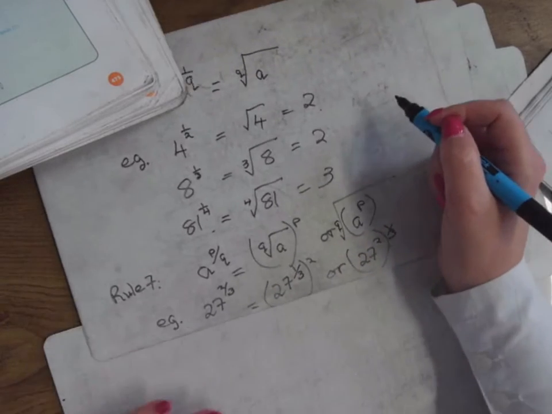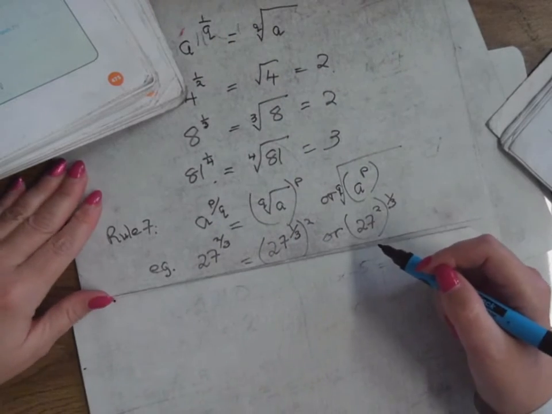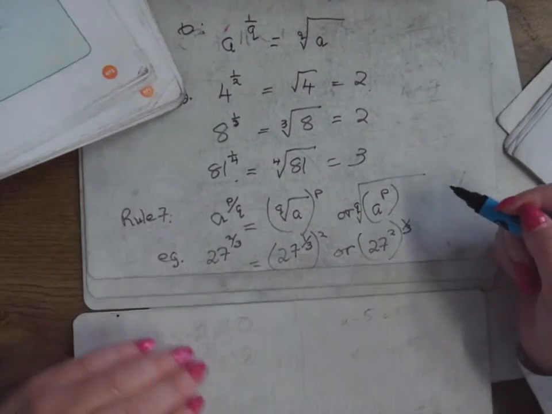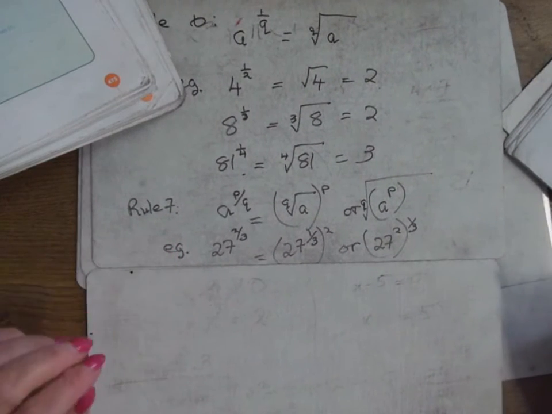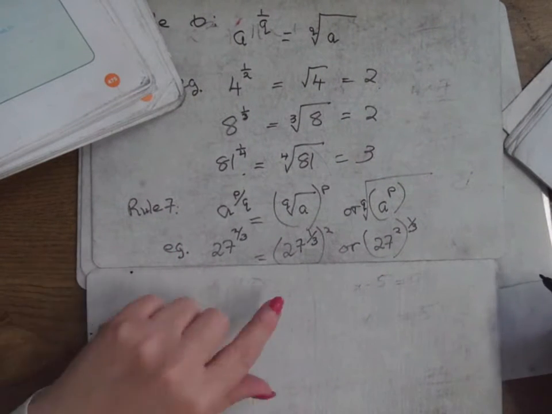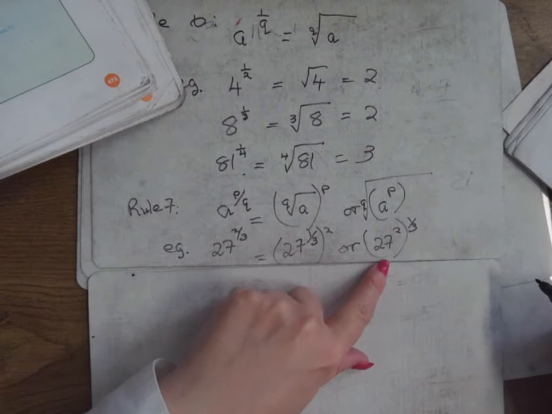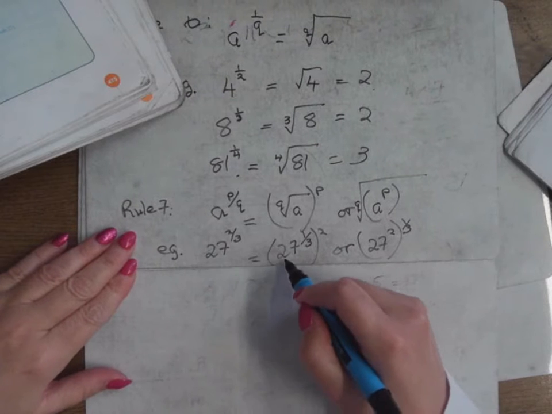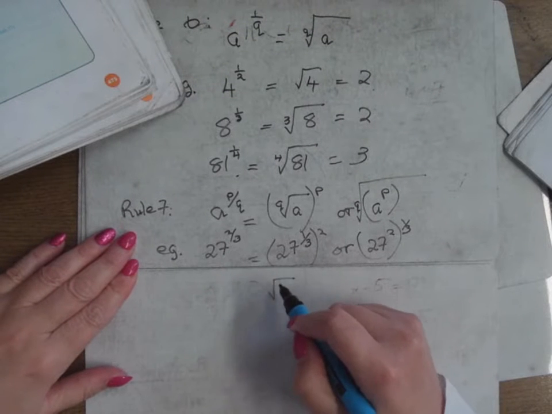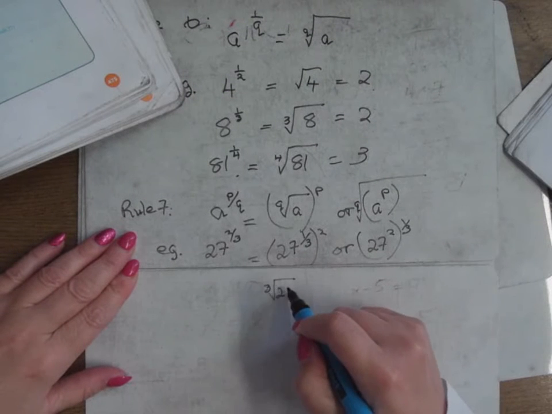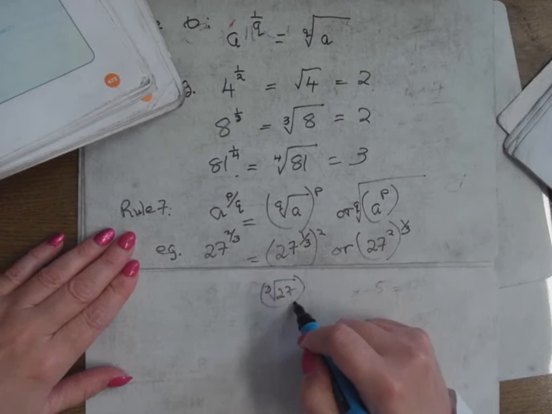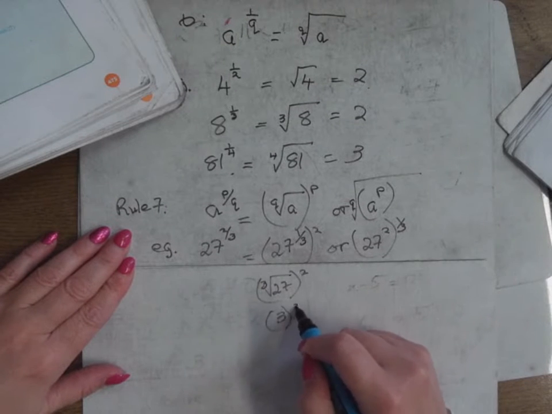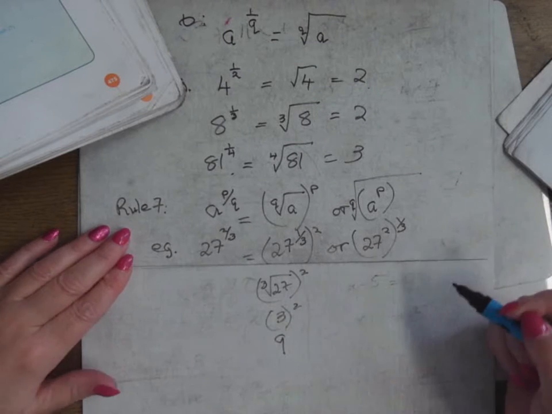Because I'm here with no calculator in front of me, which one is easier? The first one or the second one? I'd say the first one, because I don't want to be squaring 27. I don't know what 27 squared is. So the first one is easier. It's the cube root of 27 all to the power of 2. So that would be 3 to the power of 2, which would be 9. Is that okay?